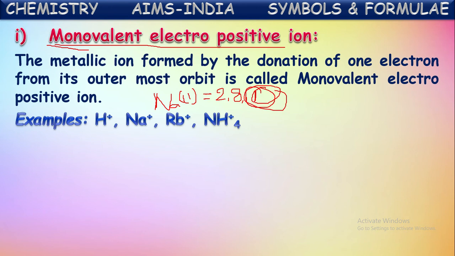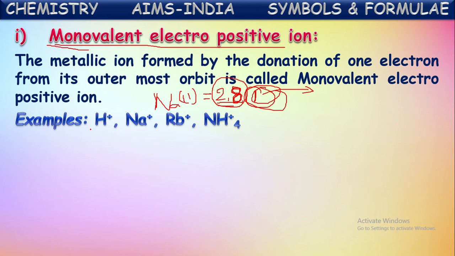It is very ready to lose this electron always. So when it gets a chance, it immediately loses that electron and becomes stable with the configuration 2, 8. After the loss of this electron, with configuration 2, 8, how many electrons are there in the last shell now? 8 electrons. So it becomes stable with the octet configuration of neon. By the loss of an electron, sodium becomes Na+. This is called a monovalent electropositive ion because it is formed by the loss of only one electron.